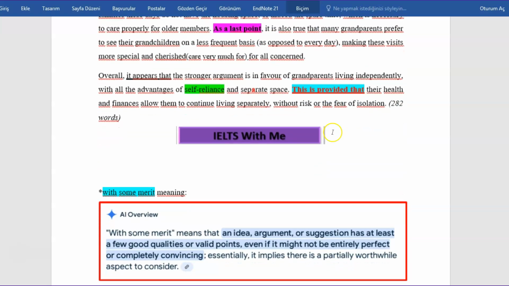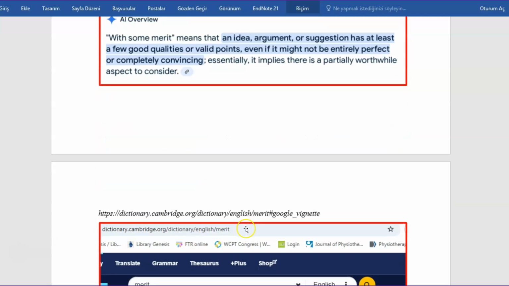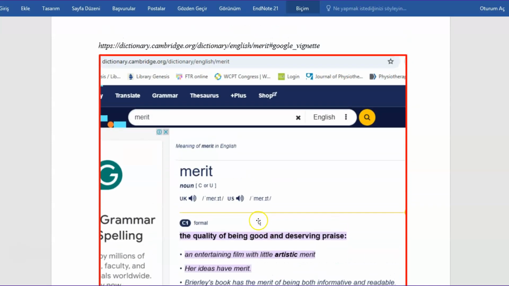What does it mean? With some merit actually means that an idea, argument, or suggestion has at least a few good qualities or valid points. Actually, it's validated, even if it might not be entirely perfect or completely convincing. Essentially, it implies there is a partially worthwhile aspect to consider. It's worth it actually. And also, you can take a look at the Cambridge dictionary.